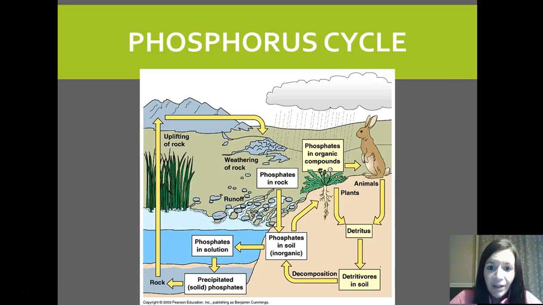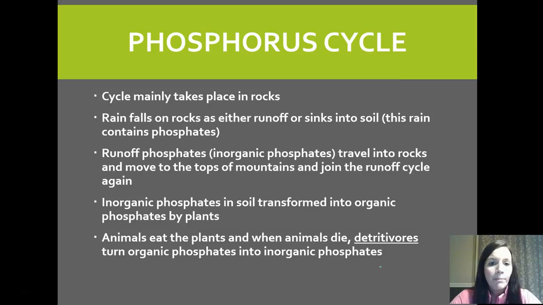The final cycle is the phosphorus cycle. This is a cycle that really doesn't involve organisms so much. It involves a lot of rock. So once again, pause here and copy down or screenshot this picture for later. Like I said, the cycle mainly takes place in rocks. Rain's going to fall on rocks, and there's either runoff or it goes into the soil, and it causes phosphates to break off. As the rocks break off, there's phosphates. These travel into the soil and they're consumed by plants.